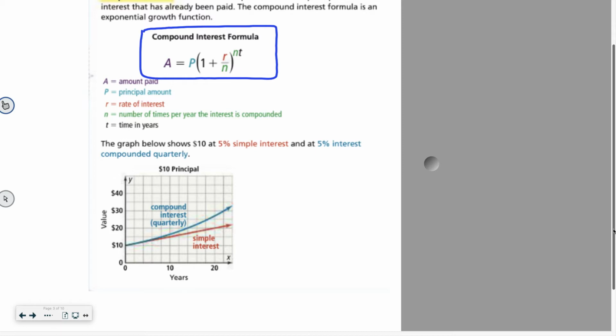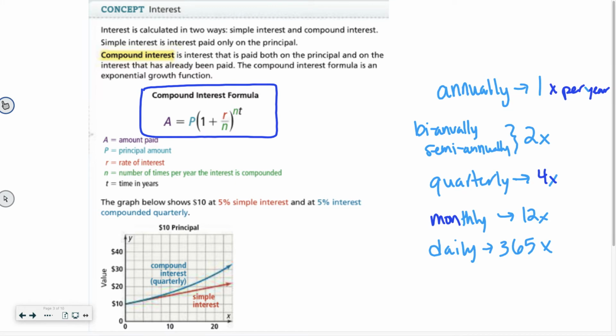Some key words that I notice that students sometimes struggle with is knowing what like annually means. So annually means that it is compounded once per year. Biannually or semi-annually means it is compounded 2 times per year. Quarterly means 4 times per year. Monthly would be 12 times.